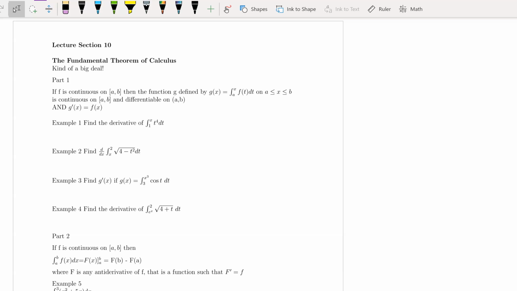So here it is, the Fundamental Theorem of Calculus. It is a big deal. Okay, so I'm going to talk about part one, and there's a part two here. The part one proof is going to take quite some time.